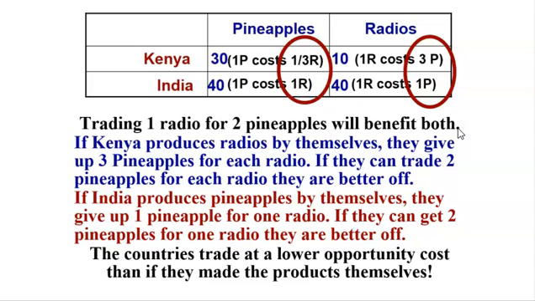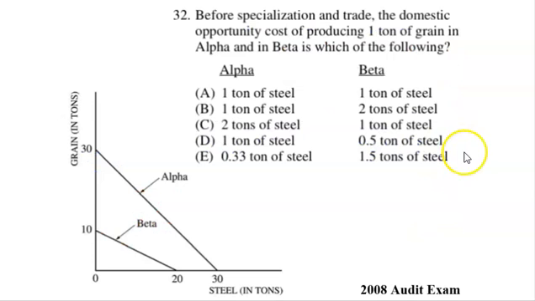All right, so let's get into a couple practice questions. The video is going to pause itself and you select the correct answer here. So the first question says, before specialization and trade, the domestic opportunity cost of producing 1 ton of grain in alpha and in beta is which of the following? Okay, so you need to find out the per unit opportunity cost. Now, real quick on this, notice that you've got these numbers here. You can create your own chart for alpha and beta for steel and grain. So the video is going to go ahead and pause, take a minute to figure out what the correct answer is, and we'll come back with the correct answer in just a second.